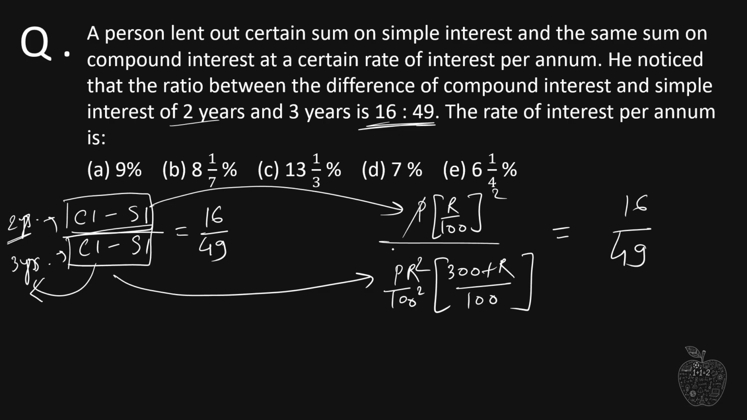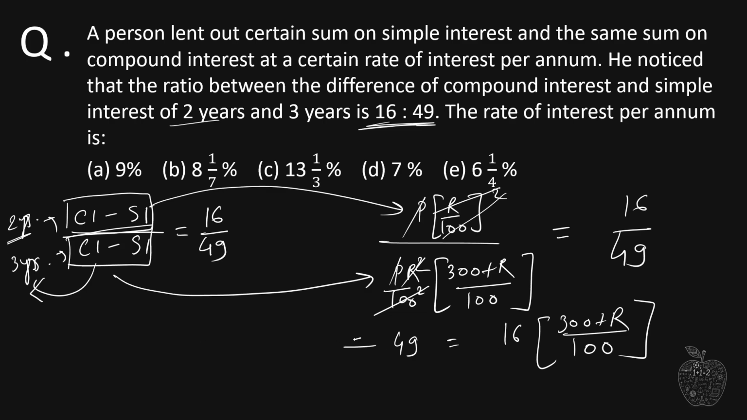So we can divide by P, R square and 100 square. R square and 100 square get cancelled, so we are left with, let's do cross multiplication, 49 is equal to 16 times (300 plus R) over 100. Okay, and let's solve it here.